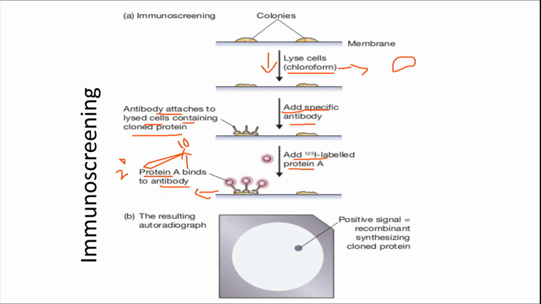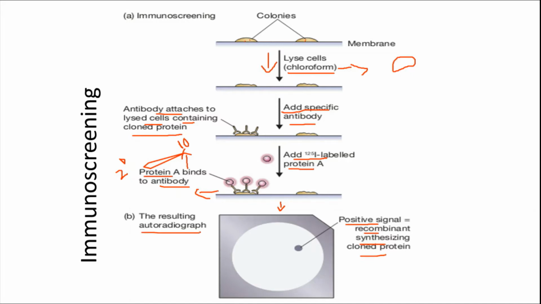This setup is subjected to autoradiography. So we can find which clones, which colonies, are recombinant and which are non-recombinant. We can easily identify them. The positive signal may be produced from the radioactively labeled antibody, so this clone is a recombinant clone. Finally, the result is produced from the autoradiograph.